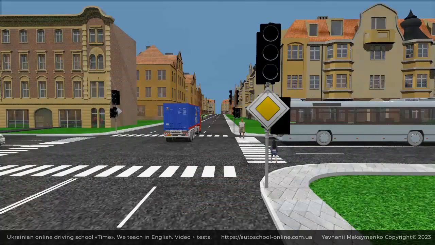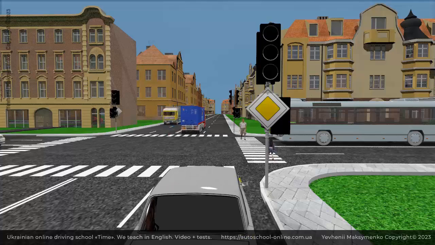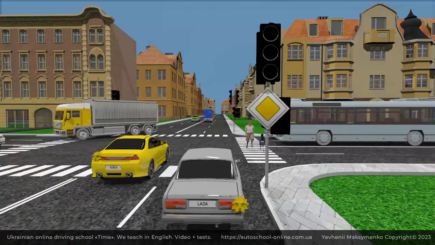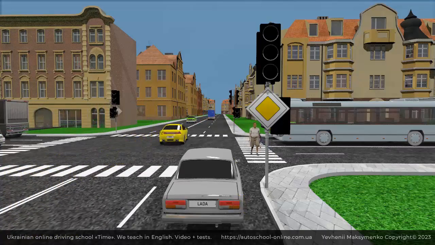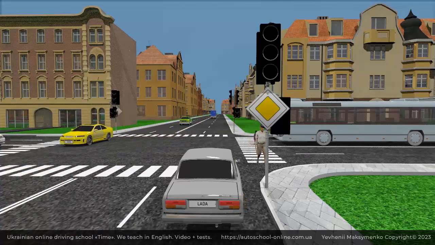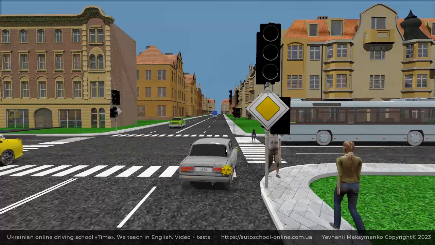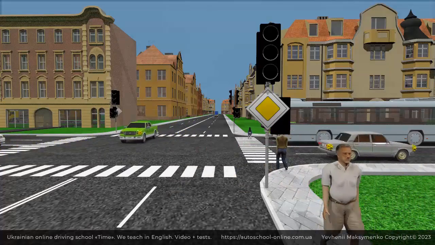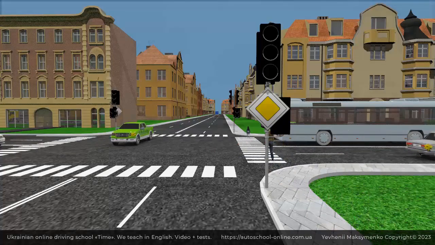At any intersection, when turning right or left, the driver must give way to pedestrians crossing the roadway into which he is making the turn. This rule applies on any road, including when the driver moves on the main road. For example, the driver of a gray car gives way to pedestrians when turning right. And the driver of a green one when turning left.